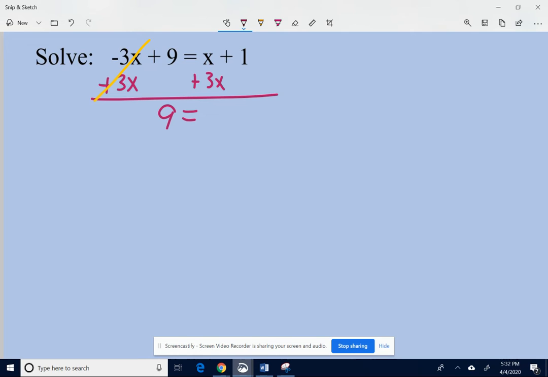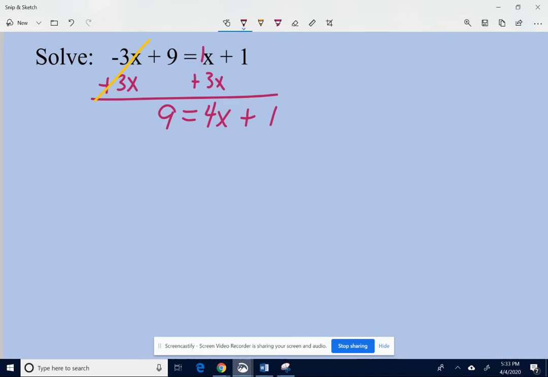I have x plus 3x. Remember, think of that as 1x. If there's no number in front of the x, think of it as a 1 sitting in front of the x. So 1x plus 3x is 4x. Bring down the plus, bring down the 1. Okay, we have all of our x's on one side.